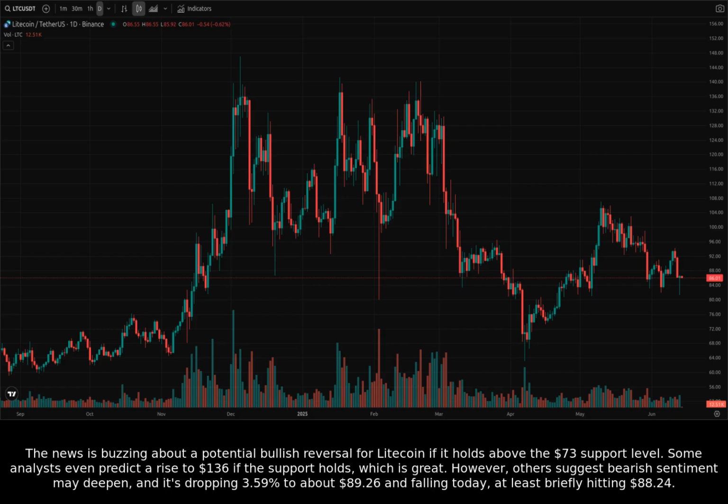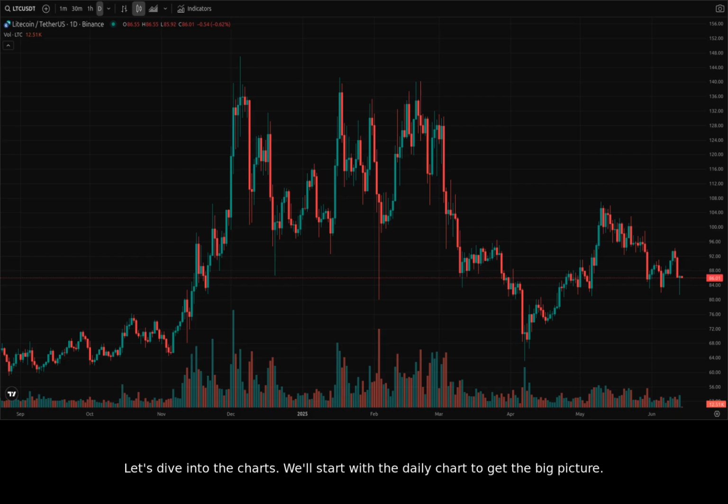The news is buzzing about a potential bullish reversal for Litecoin if it holds above the $73 support level. Some analysts even predict a rise to $136 if the support holds, which is great. However, others suggest bearish sentiment may deepen, and it's dropping 3.59% to about $89.26 and falling today, at least briefly hitting $88.24. Let's dive into the charts.